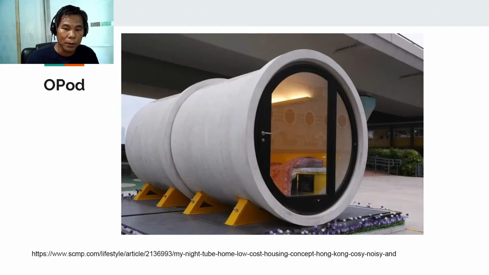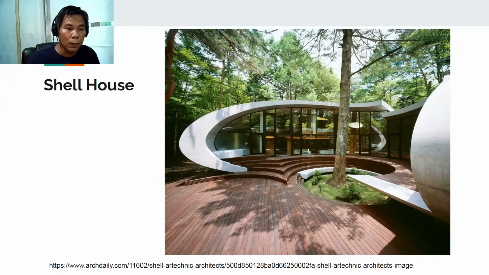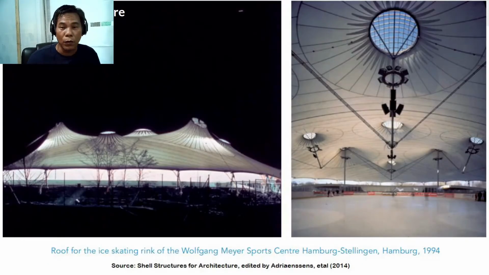For the shell structures, you can see the UPAD. The concept of this is for a low-cost housing in Hong Kong. And also we have the shell house. The roof and the wall are concrete except for the view inside, which is using glass. Also we have the shell structure, the Wolfgang Meyer Sports Center in Hamburg, which is the roof for the ice skating rink.